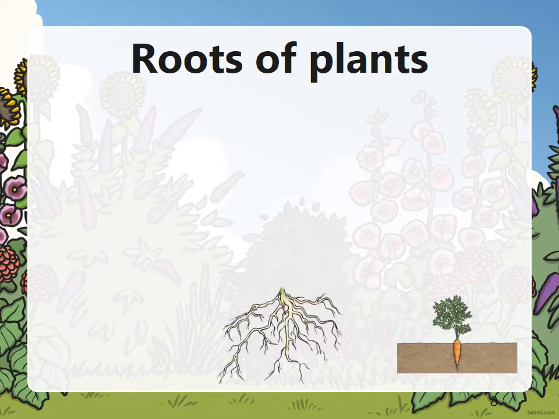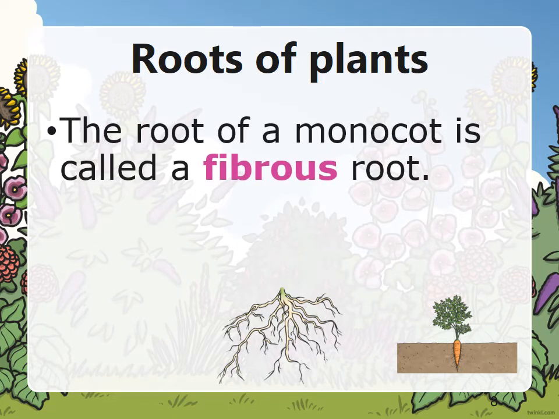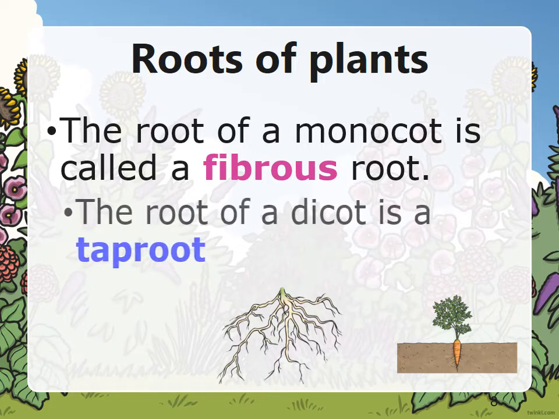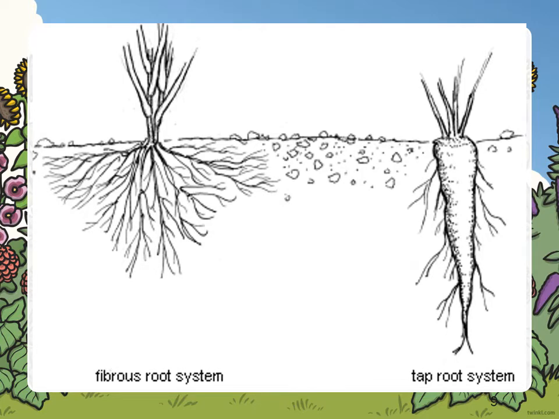Now we're going to talk about the roots of plants. The root of a monocot is called a fibrous root. The root of a dicot is called a taproot. Fibrous root, taproot.